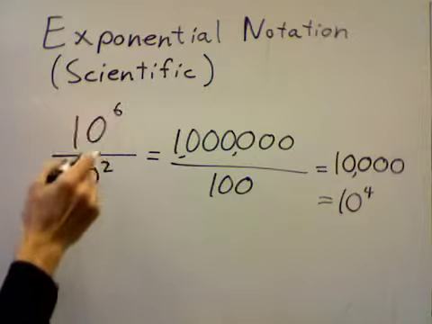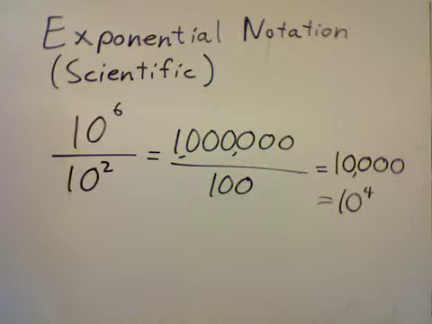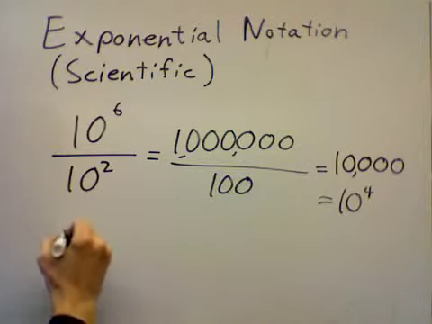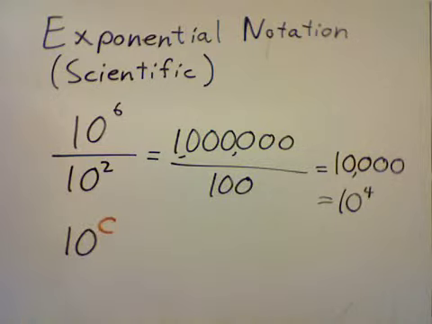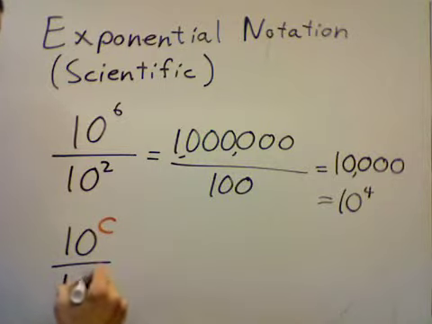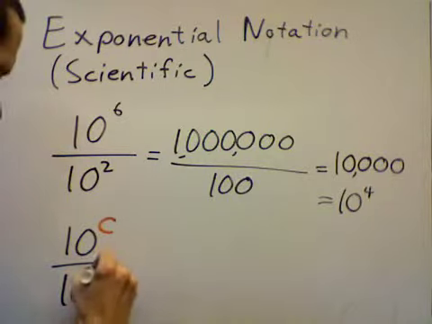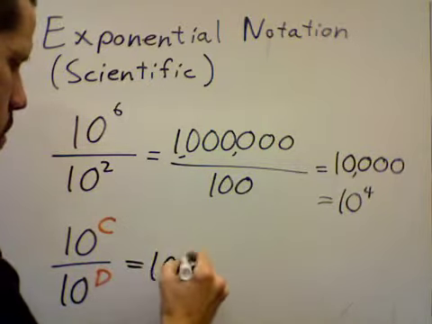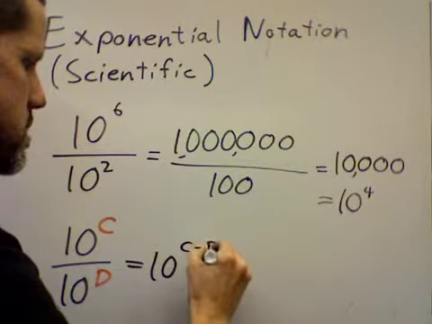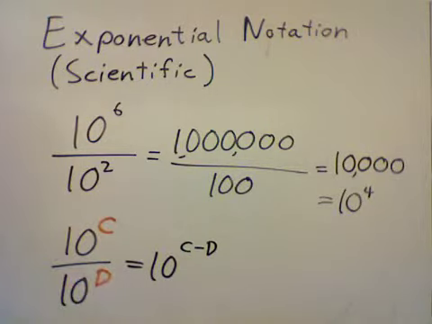10,000 is a 1 with 4 zeros after it, so I can also write it as 10 to the 4. But let's look at this. 6 and 2 here, and there's a 4. Is there a rule here? Well, it turns out there is. If I take 6 minus 2, I get 4. So here's the general rule for division. Let's use different letters this time. 10 to the c, where c can be any integer you like, over 10 to the d, where d can be any integer you like, equals 10 to the c minus d. So if you're dividing, you better subtract the exponents.